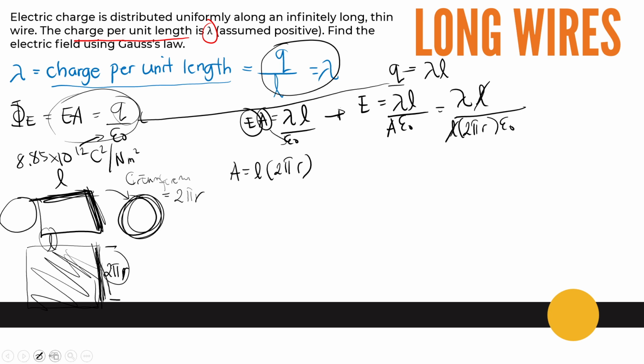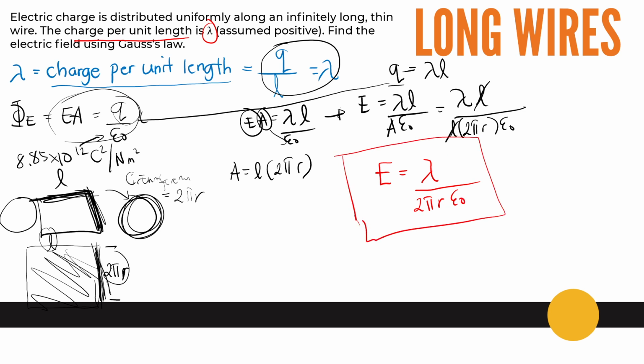What do I have? Now, to find my electric field in an infinitely long thin wire, electric field is equal to lambda, the charge per unit length, all over 2 pi r times epsilon naught. That's all, di ba? Okay.